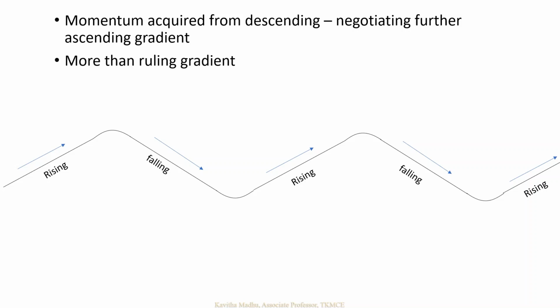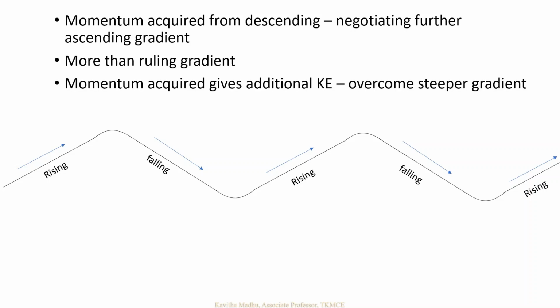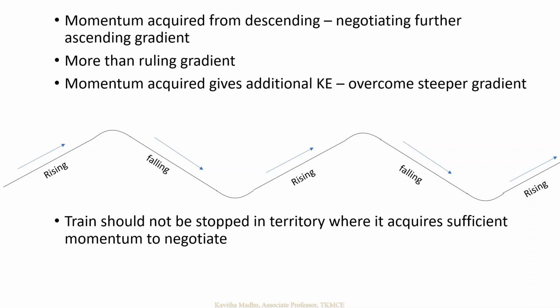Usually the rising gradient will be more than the ruling gradient. The ruling gradient is the maximum permitted, but in this particular case, the gradient can be steeper than the ruling gradient, because it is gaining sufficient momentum, and this momentum gives additional kinetic energy which can be effectively used to overcome the steeper gradients. Only one condition is there: the train should not be stopped in the territory where it acquires sufficient momentum to negotiate the further rising gradient.